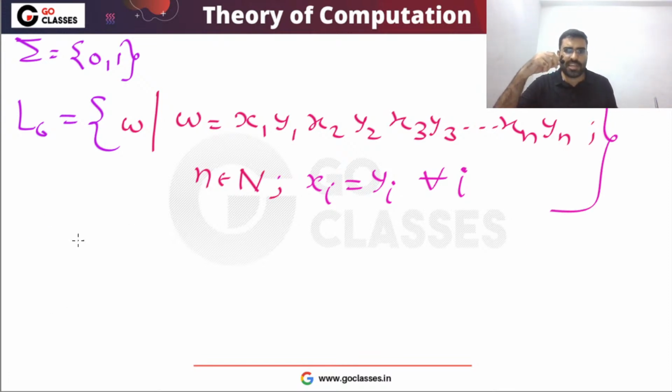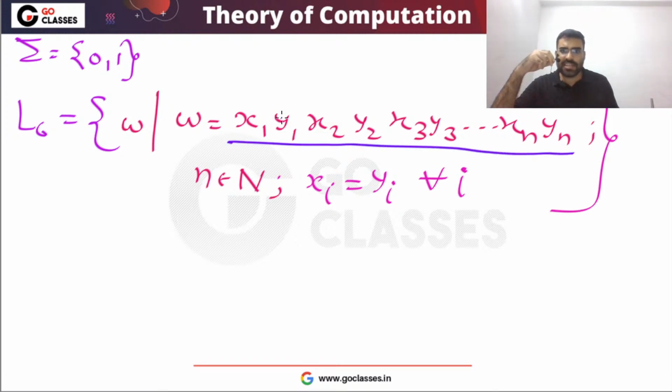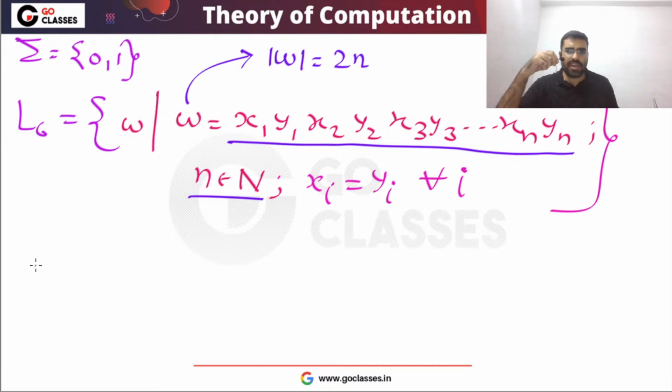So first you understand the language. What do you understand from it? Every string is like this: x1 y1 x2 y2 x3 y3 up to xn yn. Can you tell me the length of every string? What is the length of w? The length of every string is 2n, where n belongs to the natural numbers. You can notice this in the language.